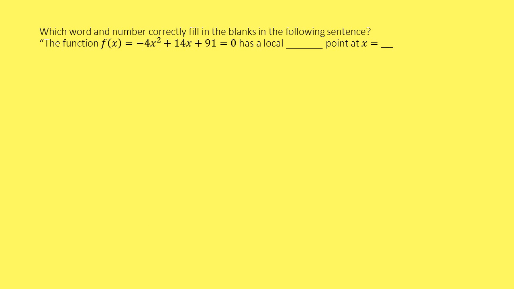For the second part of this question, we are asked which word and number correctly fill in the blanks in the following sentence. The function f of x equals minus 4x squared plus 14x plus 91 equals 0 has a local blank point at x equal blank. It is important to note the minus sign in front of the 4x squared. It is also important to note the plus sign in front of 14x.